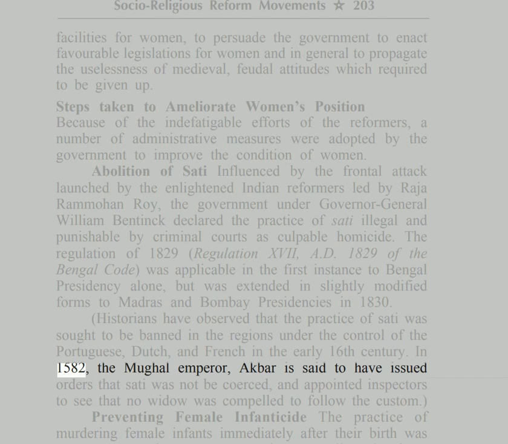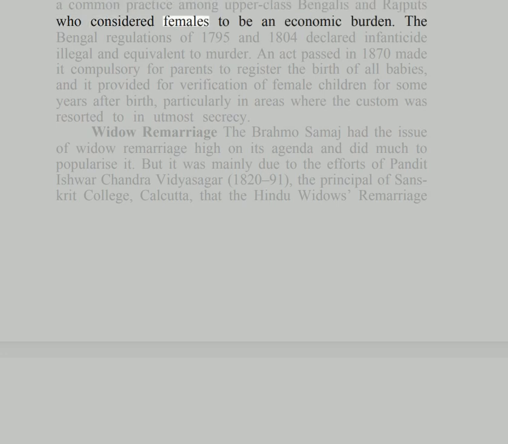In 1582, the Mughal Emperor Akbar is said to have issued orders that sati was not to be coerced, and appointed inspectors to see that no widow was compelled to follow the custom. Preventing female infanticide. The practice of murdering female infants immediately after their birth was common among upper-class Bengalis and Rajputs, who considered females to be an economic burden.